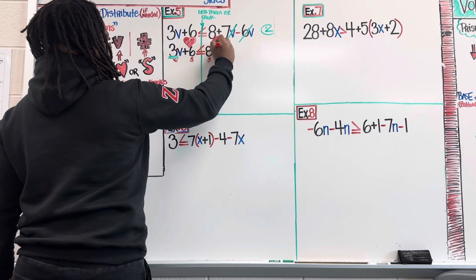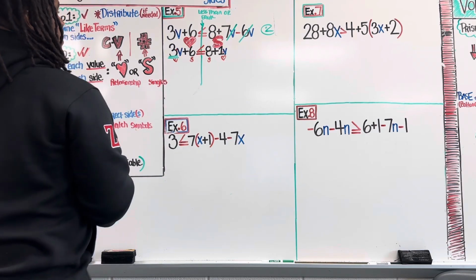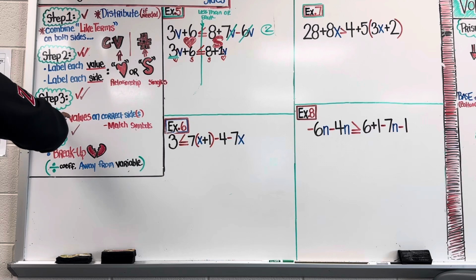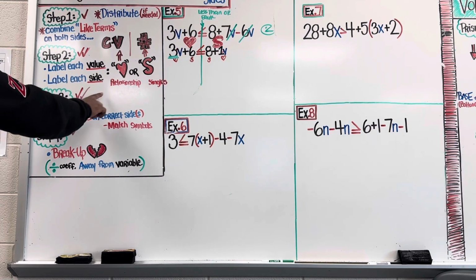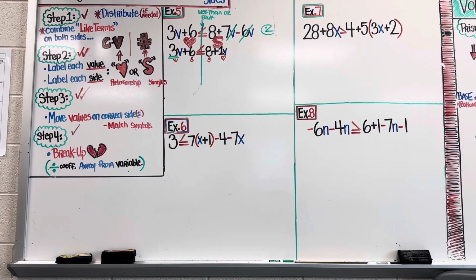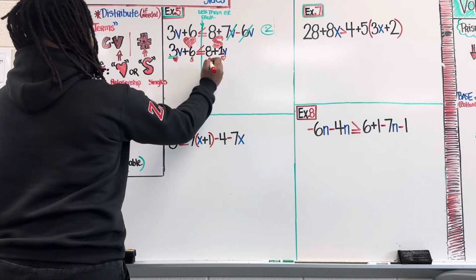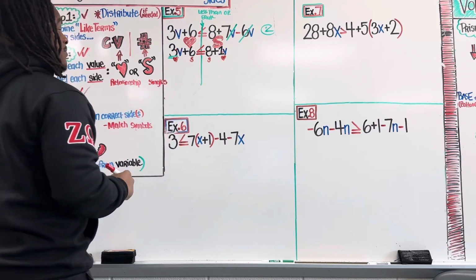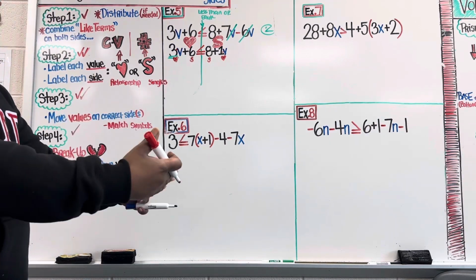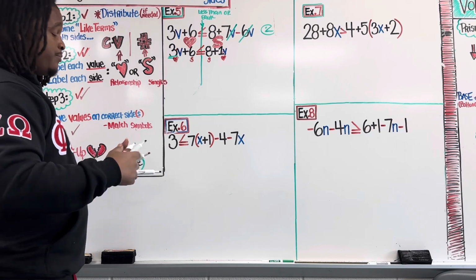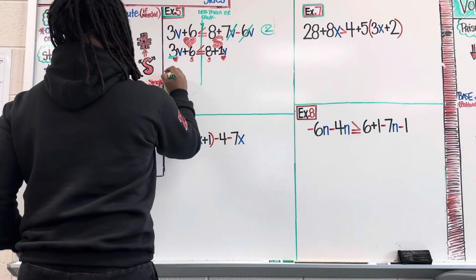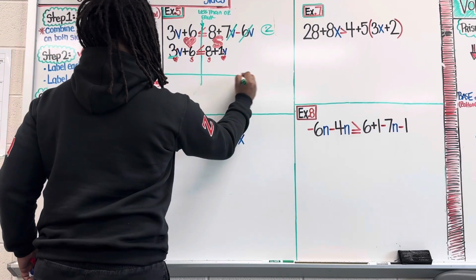So now, guys, we're going to go to the next step, right? We already labeled the values, we labeled the sides. The next step, guys, is to move the values to their correct side. All right, so all we have to do, guys, is just match the symbols. If the symbols match, the value stays. If the symbol does not match, I need to move the value to the opposite side, or the appropriate side, okay? So I'm going to draw a line right here because now I'm about to be in operations.